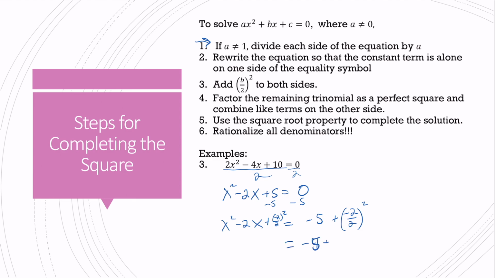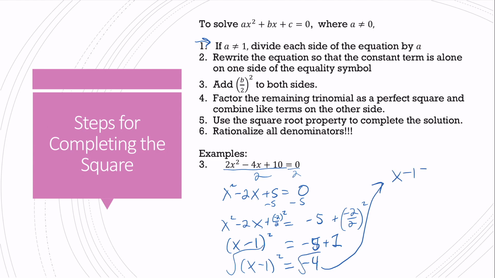This left-hand side is going to factor to x minus 1 squared. So I have x minus 1 squared is negative 4. I go ahead and I take the square root of both sides. So I get x minus 1 equals the square root of negative 4, which I can now do. That's going to be a complex number. That's 2i. So x equals 1 plus or minus 2i.